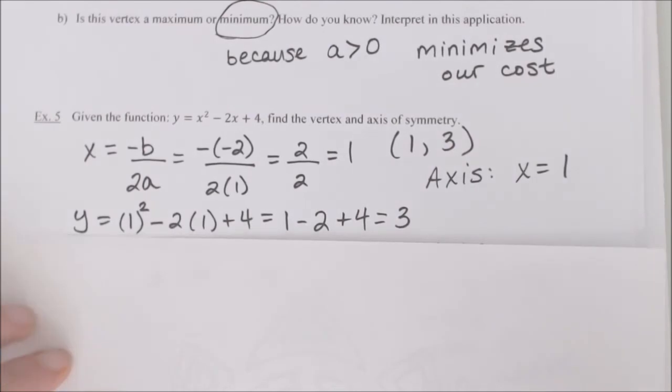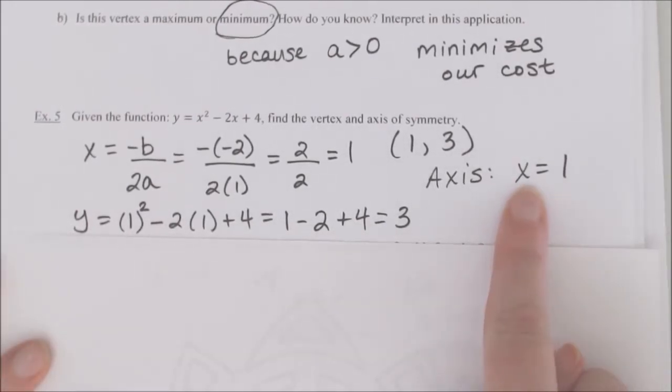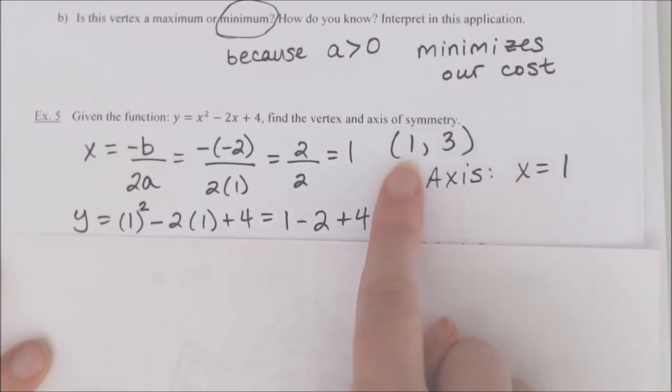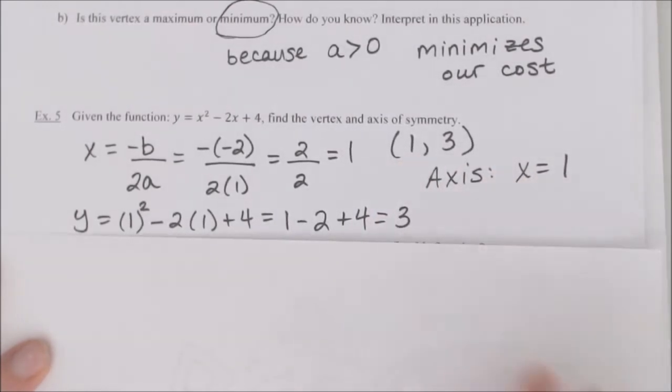The axis of symmetry we haven't done a whole lot with, but the axis of symmetry is the line that cuts the graph in half right through the vertex. And so that would always be x equals, because it's always a vertical line, x equals whatever the x-coordinate for the vertex is, in this case 1. So x equals 1 is the axis of symmetry.